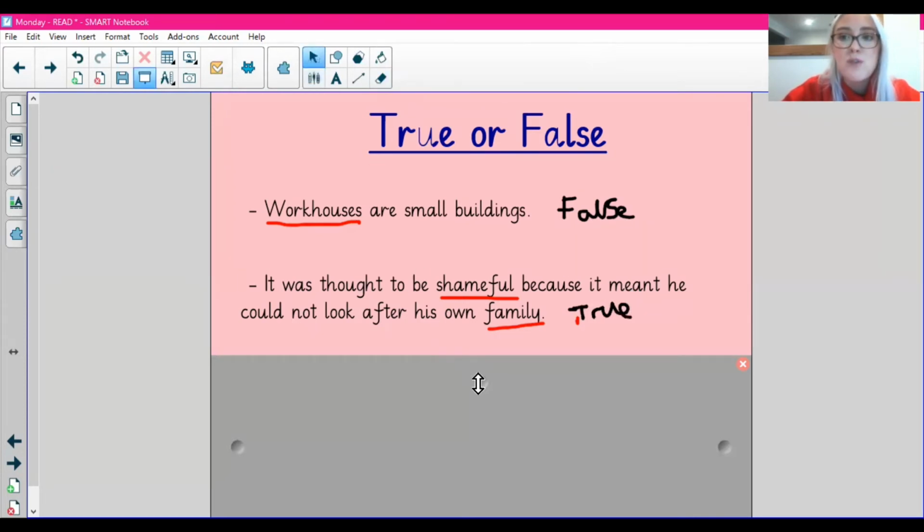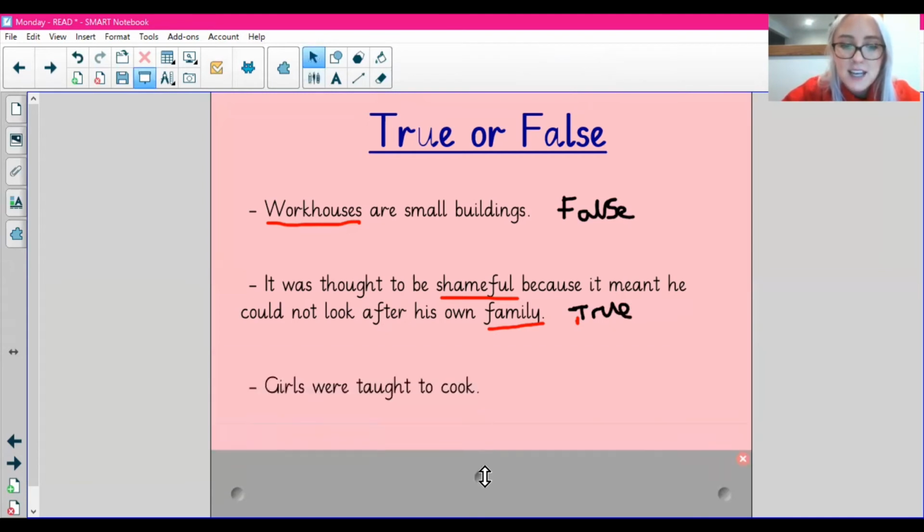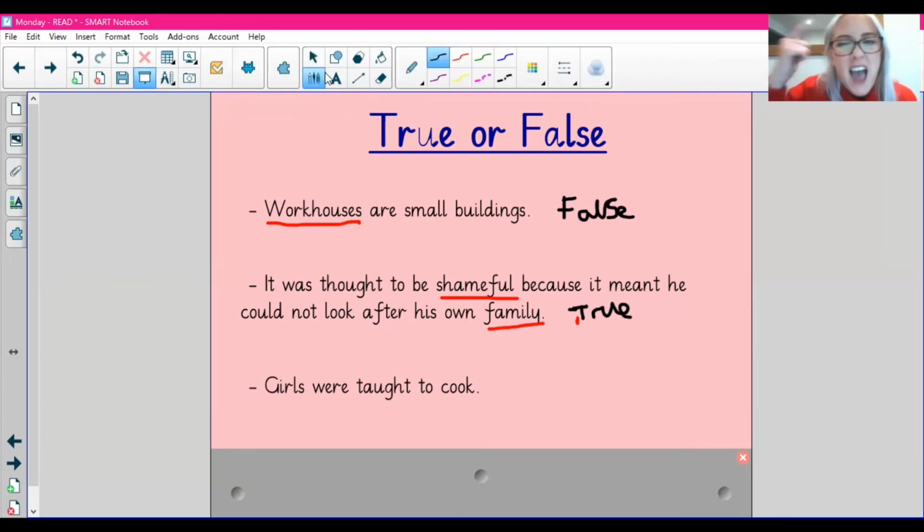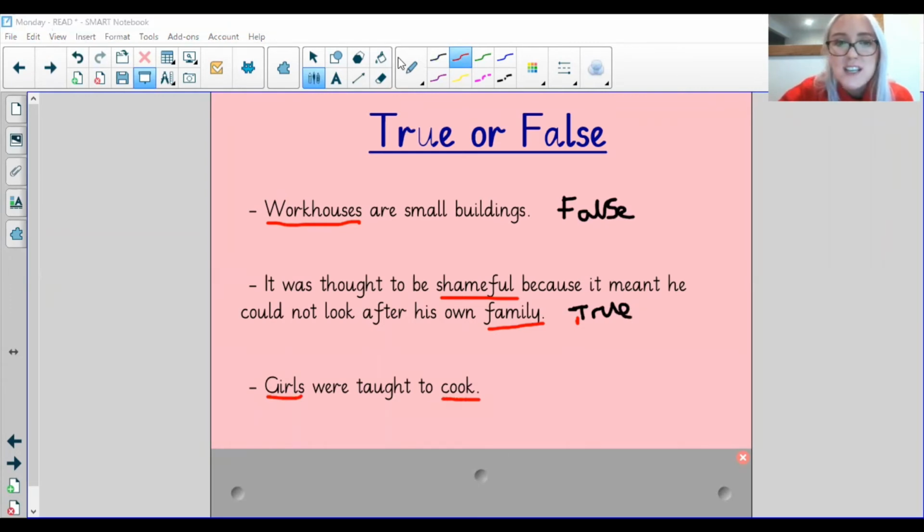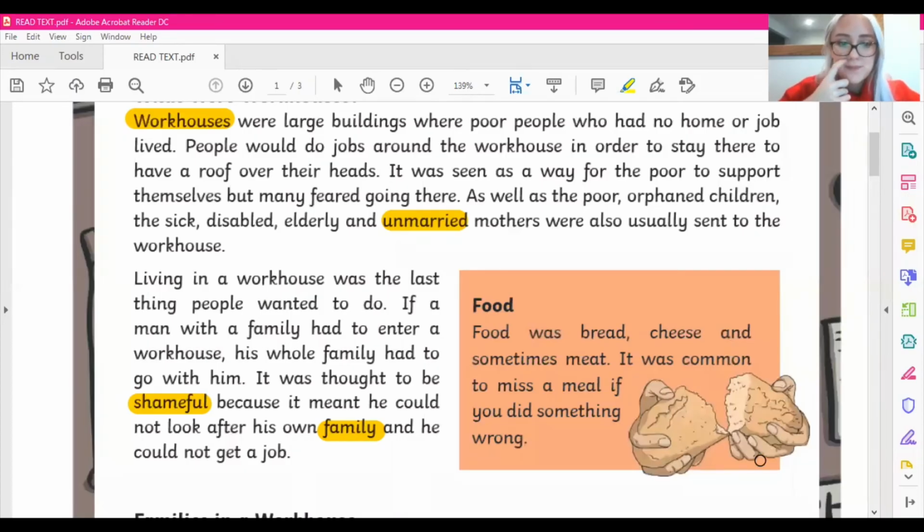And the last true or false statement that we're going to have a look at: girls were taught to cook. What words do you think we can skim and scan for in this statement? Have a think. We could skim and scan for the word girls, or we could skim and scan for the word cook. They could possibly help us find our answers. So let's go back to the text, skimming and scanning for the word girls and the word cook.